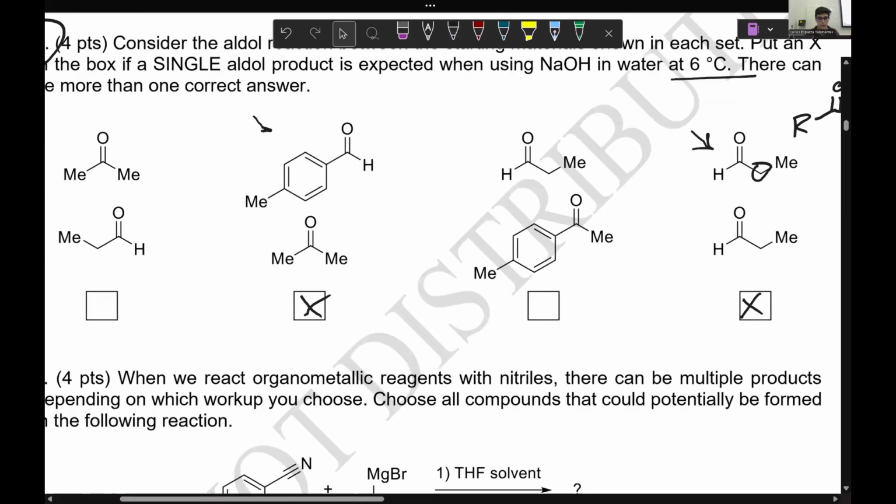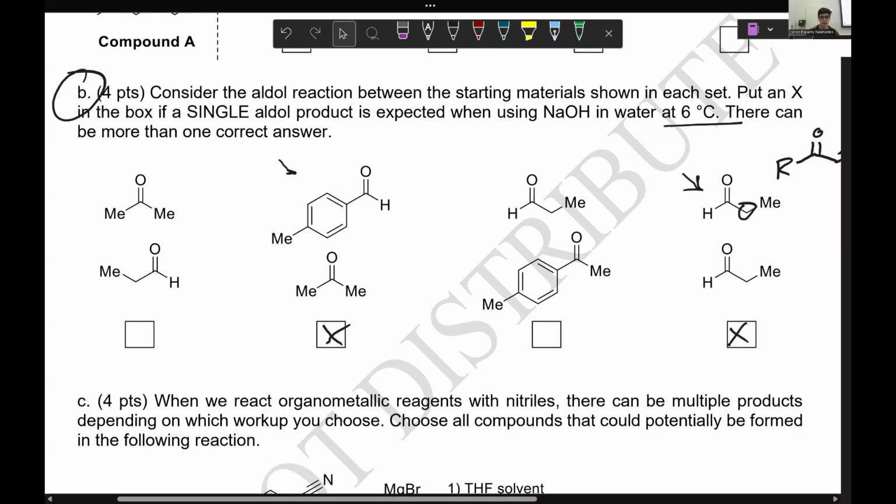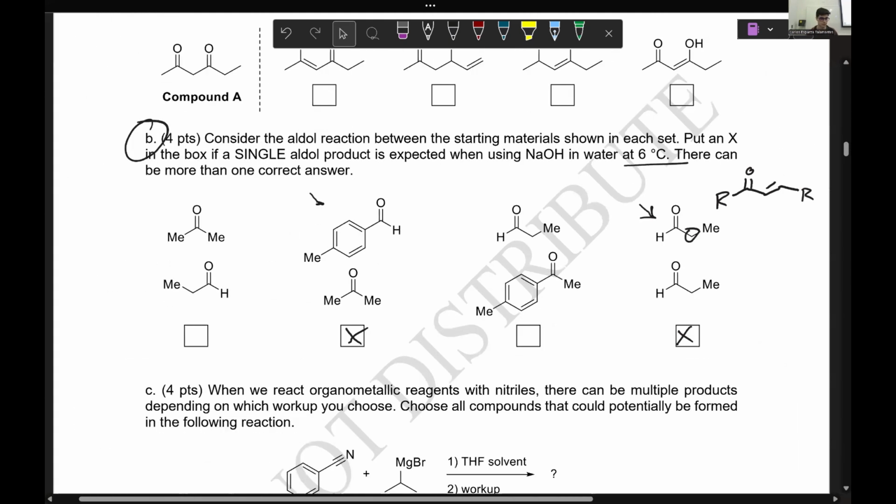If you look at the other two that don't form single products, it's usually because there are multiple sites to form nucleophilic sites, or both products can be a nucleophile. You get a whole lot of mixtures there. So that's the correct answer for B. It's reacting with itself and it only has one site for alpha protons.